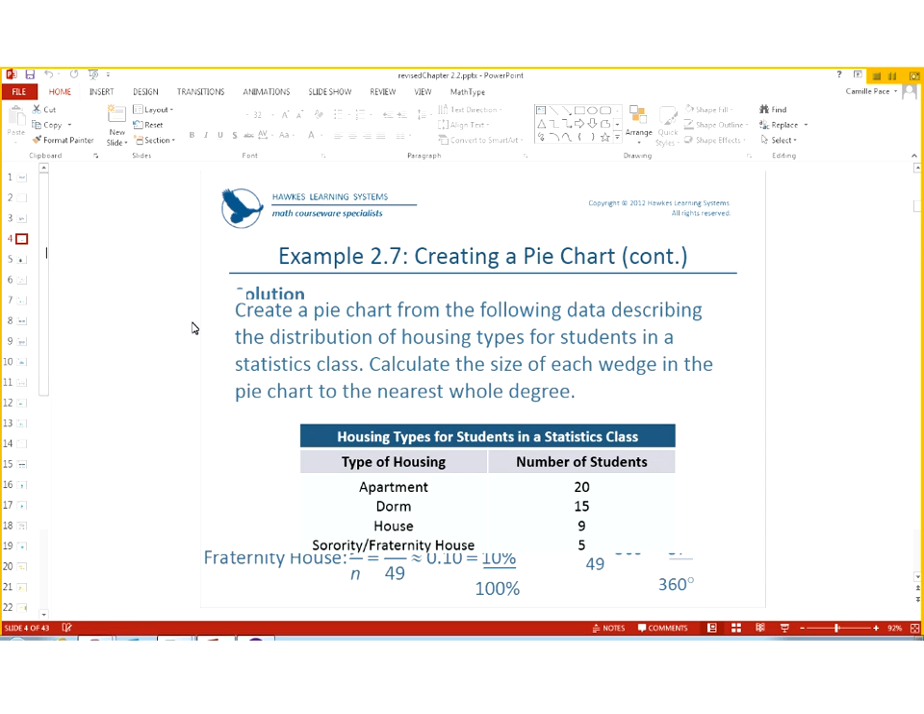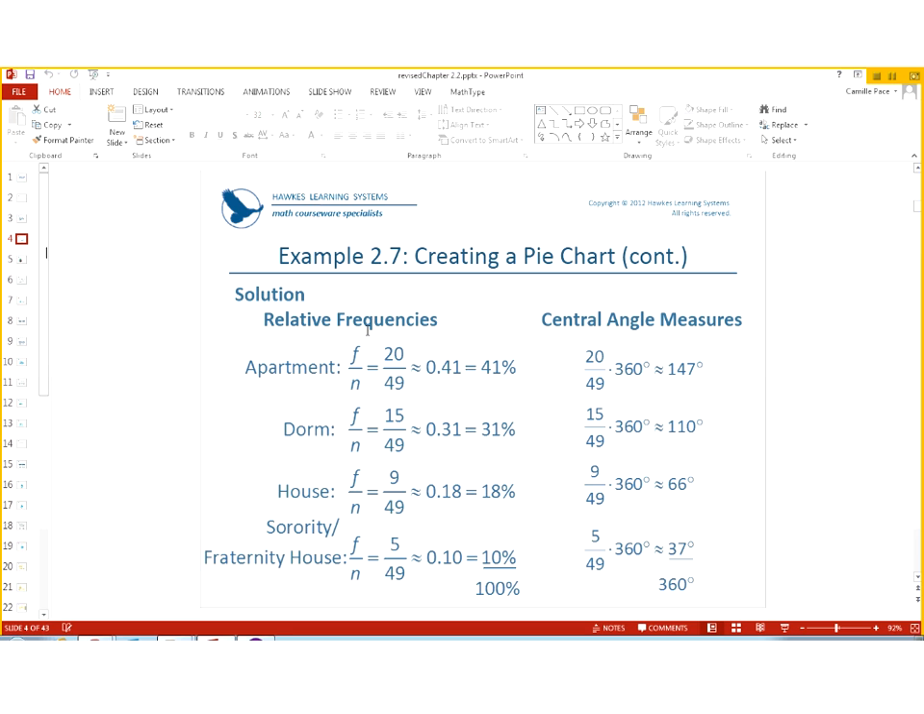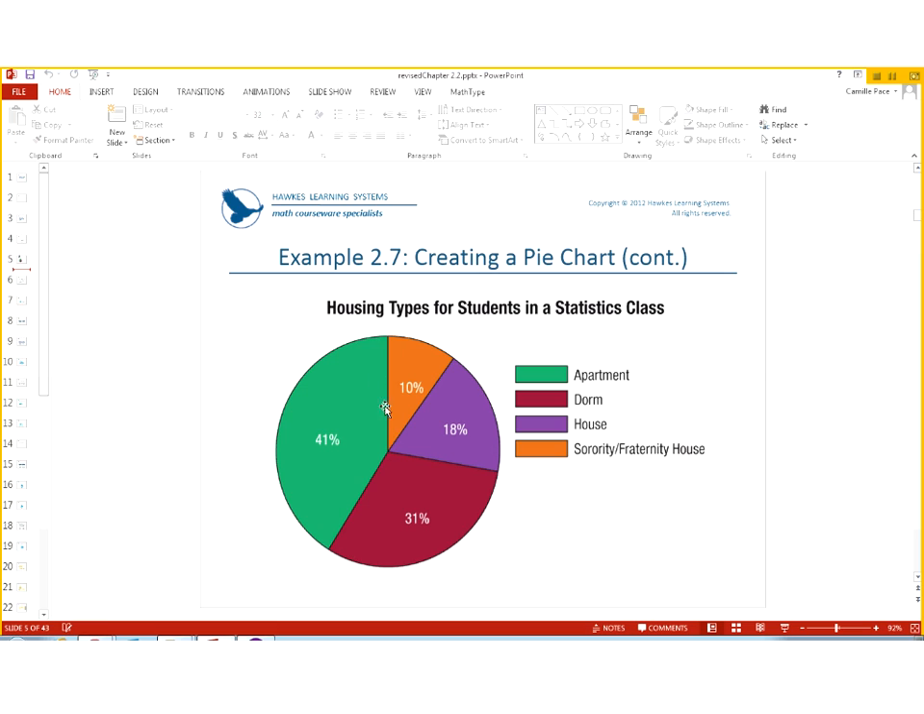Okay, so to find the angles, what we're going to do first is find the relative frequency. So we knew 20 over 49 was the relative frequency for the apartment. So then you do 20 over 49 times 360. Why 360? Because there's 360 degrees in a circle, and a pie chart is a circle. So we know that for the apartments, the central angle measure is 147 degrees, dorm is 110 degrees, house 66 degrees, and fraternity house is 37 degrees. So when you do that for the angle, this is what you get.